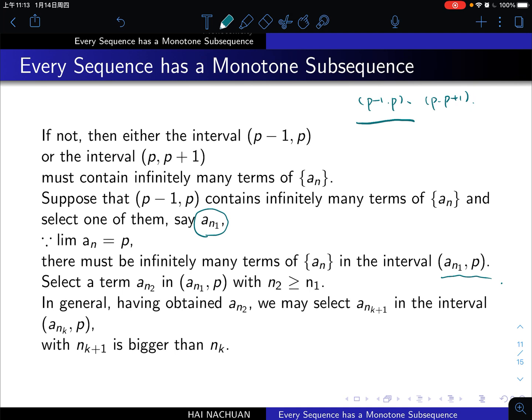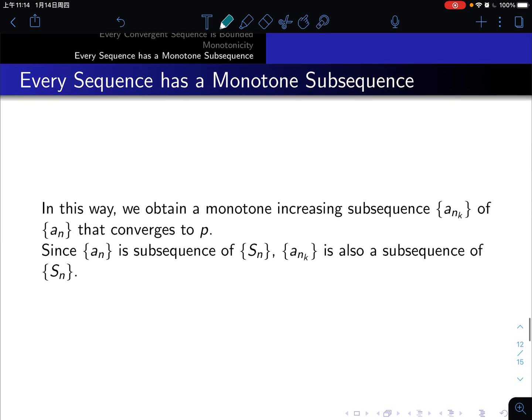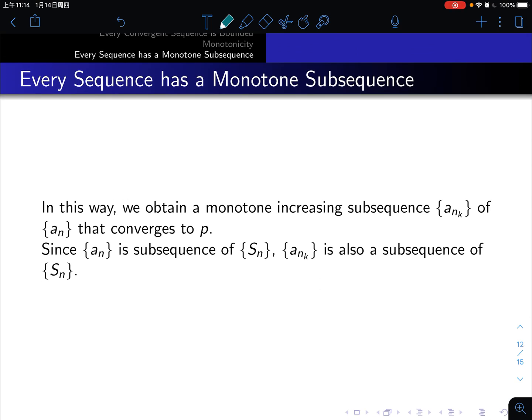We can select a term An2 in this interval, and n2 must be bigger than n1. In general, having obtained Ank, we may select Ank plus 1 in the interval Ank to P, with nk plus 1 bigger than nk. This is clear. In this way, we can obtain a monotone increasing subsequence Ank of An that converges to P. Since An is a subsequence of Sn, Ank is also a subsequence of Sn. So every sequence has a monotone subsequence.